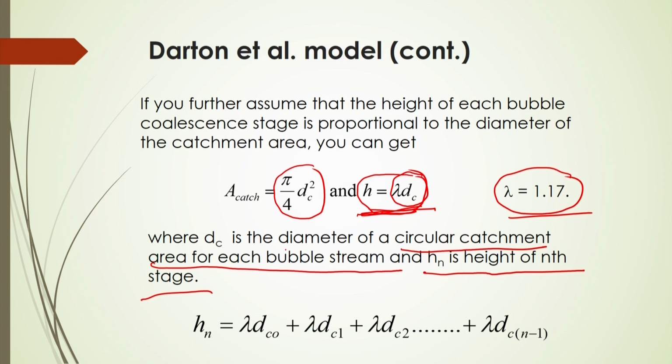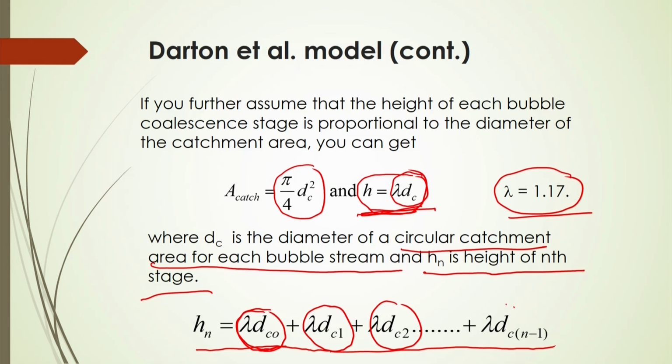Now, this h n at a certain nth stage will be equal to lambda into d c 0. That means initially, what should be the bubble diameter, and then what should be the catchment diameter initially, that will be d c 0, and then lambda d c 1, d c 2, lambda d c n minus 1, that is the catchment area of the bubbles there at the nth stage. Of course, you have to calculate what should be the h based on this value.